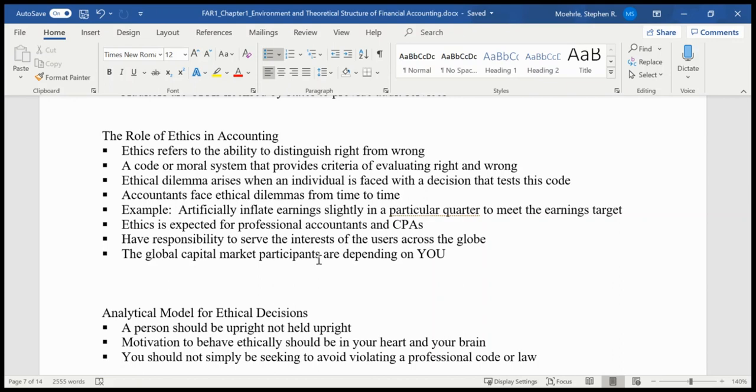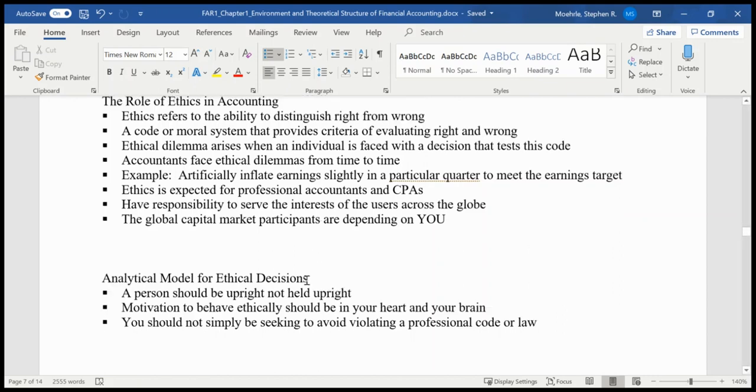Ethics is expected for professional accountants and CPAs. It's necessary. We have a responsibility to serve the interests of the users across the globe. The global capital market participants are depending on you. So you need to be ethical from this day forward. The CPA credential, your reputation, is a very, very valuable and lucrative credential. Don't do anything to tarnish it. Start today.